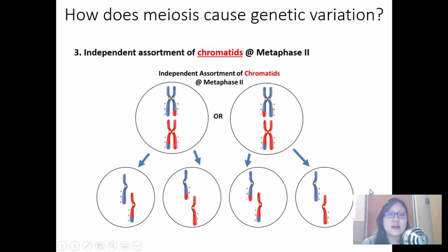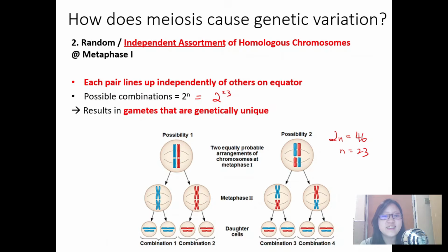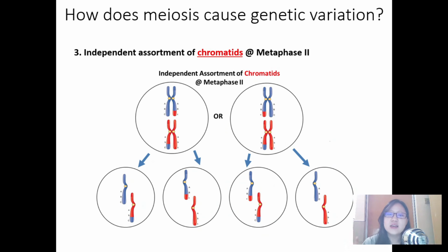Now there's another kind of independent assortment, and this is independent assortment of the chromatids. But this is not so important, okay? You realize that there's a lot of words here, but fewer words here, and that's because this contributes to genetic variation a lot less. Why? Because it depends on whether there is an area where crossing over has occurred. But crossing over doesn't happen on every chromosome. In fact, crossing over might be a relatively rare event. It doesn't happen all the time, only sometimes.